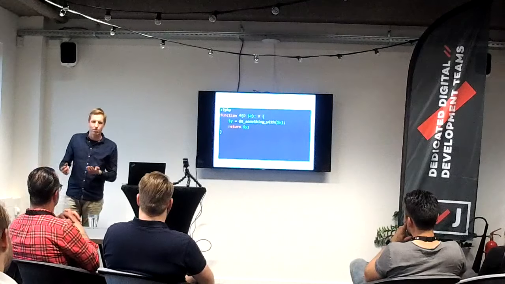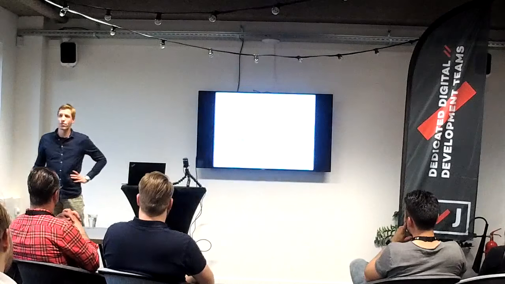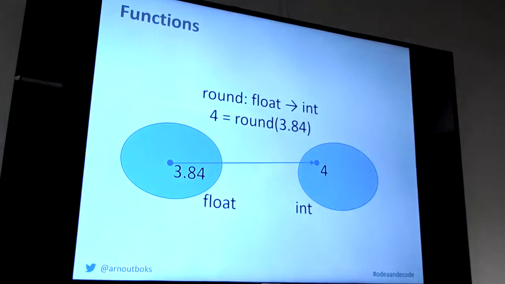Let's look at an example. We could have a function that rounds numbers. Its input set, its domain, is a float, and it maps it to an integer, a whole number. And this function would assign to the value 3.84 the value 4. And in this case, it maps all the different floats to one other element in the set of integers.